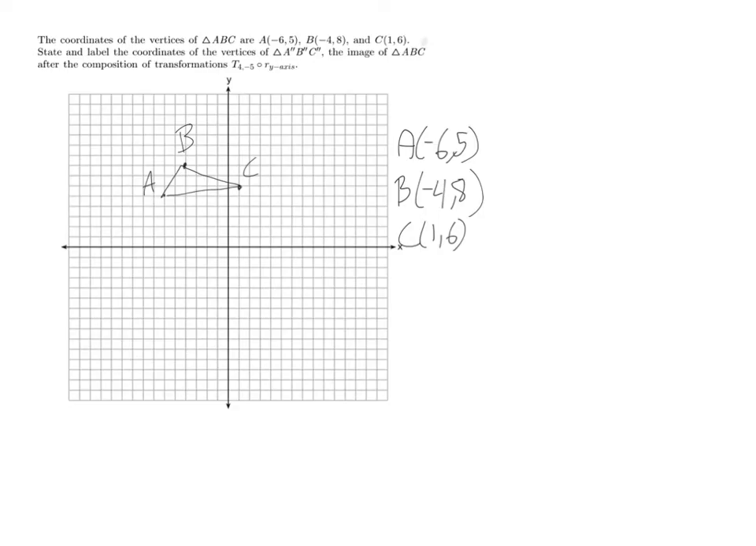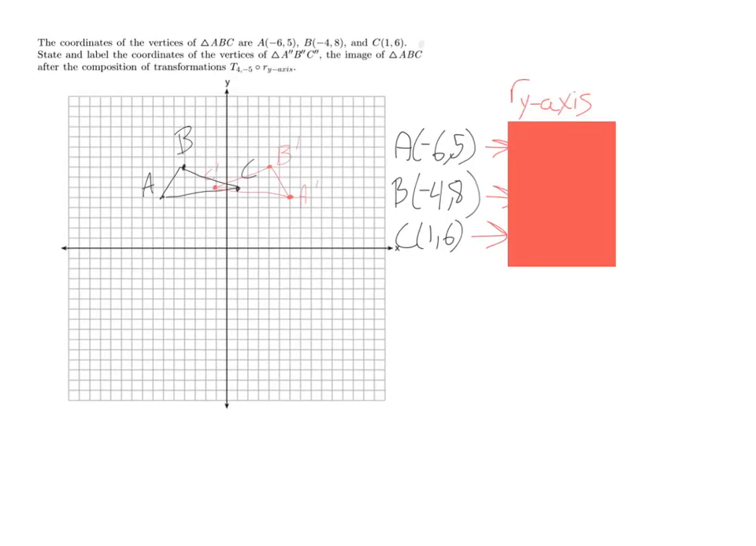So one of the most common questions that you may see is to transform a triangle or some other polygon according to a composition rule. In this case, they give you triangle ABC, and they would like you to translate the triangle 4, -5 after you reflect the triangle on the y-axis. So the first thing we need to do here is reflect the triangle on the y-axis.